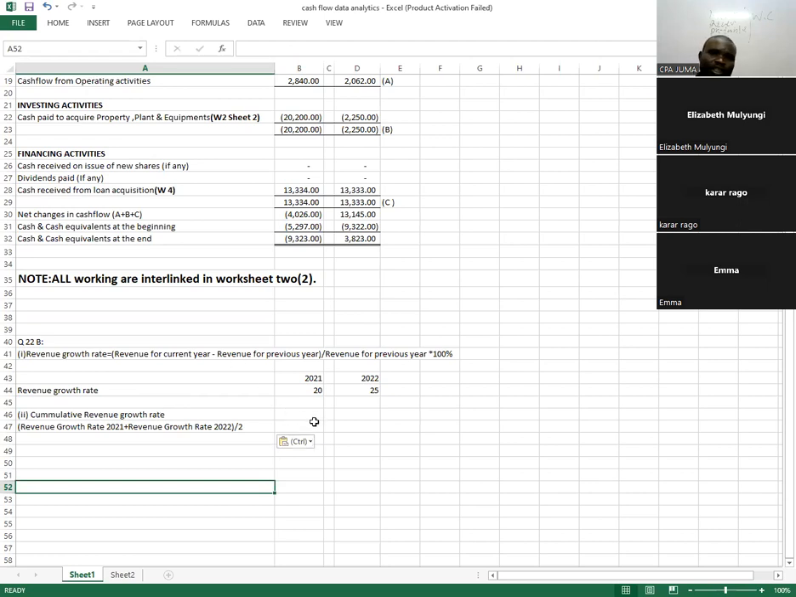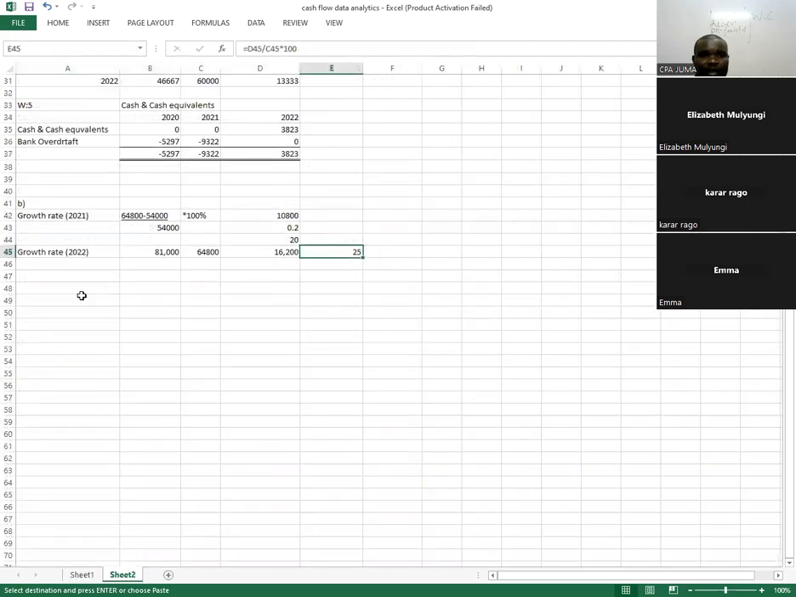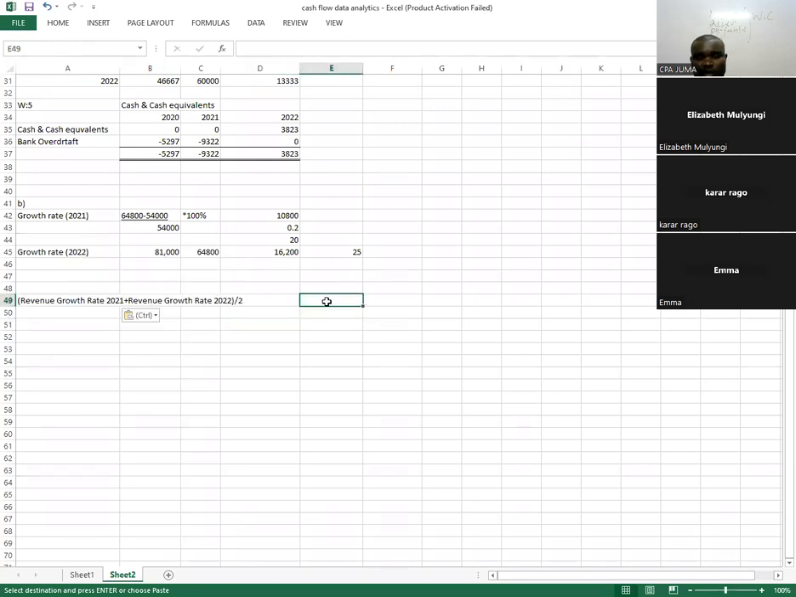So why hizo vitu hazifanywi hapa? You should do it as a working there. Then you interlink. Hiyo ni biashara mbaya. So I will just have to go back here. Then I say it is 20 plus 25. Wait a bit. Bracket, let's use bracket. Is 20 plus 25 close bracket divided by 2. 22.5%.